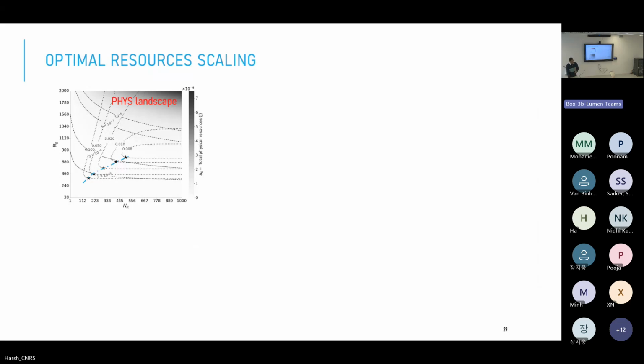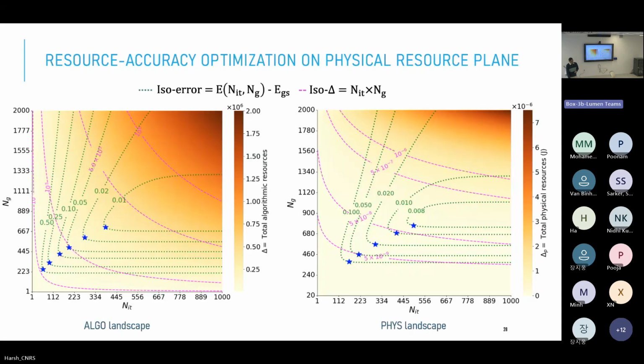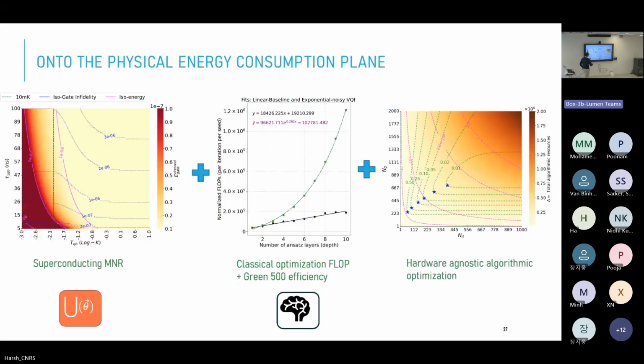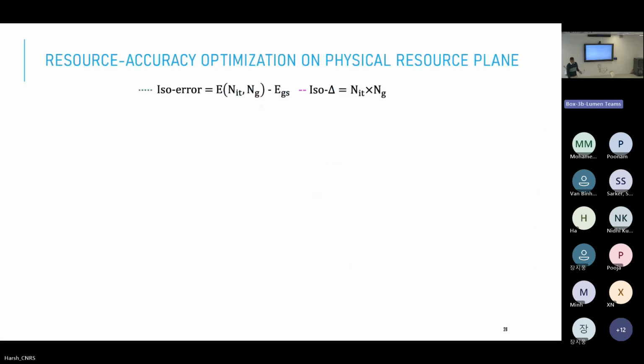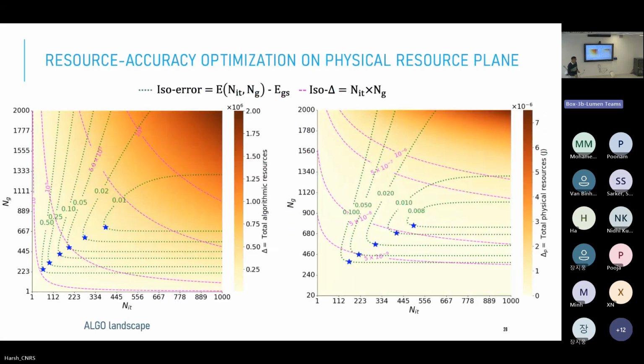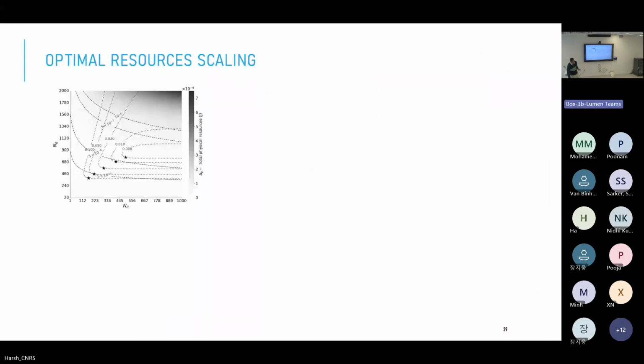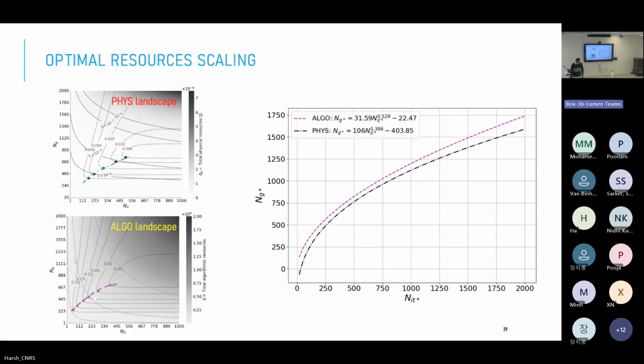So what this methodology allows us is to first do a hardware agnostic optimization based on the scaling laws. Then you add your understanding of the hardware that you have in terms of the classical and the quantum part, and then you can effectively optimize over these settings without doing the whole process for the entire stack at each point of the calculation. So that is what I've shown here. How do the optimal number of gates and optimal number of iterations scale when you move from the algorithmic landscape to the physical landscape?